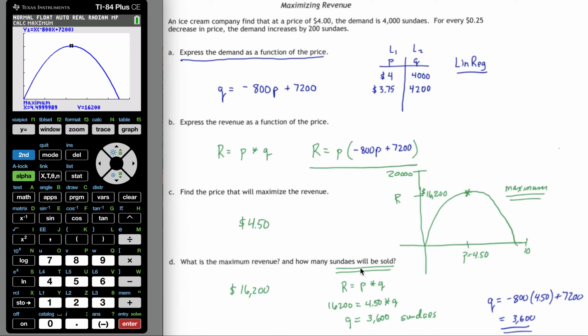You could have found the number sold by just substituting in the price and revenue that you know and finding Q, or in the demand curve, plug in the price of $4.50 to get out the quantity demanded. So that's how we use the calculator in solving this problem.